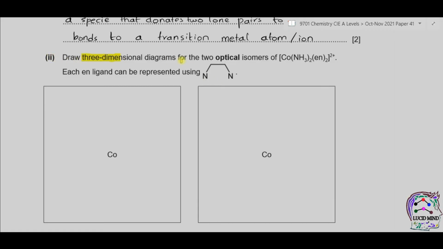Part 2. Draw three-dimensional diagrams for two optical isomers of [Co(NH3)2(en)2] and the charge is +2. Each EN ligand can be represented by using this structure. As there are 6 dative bonds, so therefore we can draw like this: 1, 2, 3, 4, then wedge, 5, 6. Again on this one it will be the same.